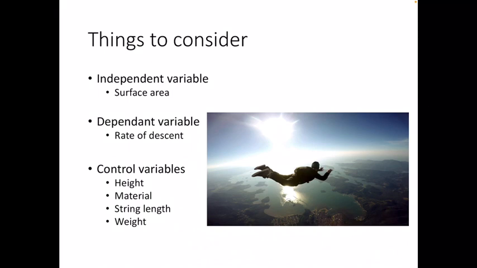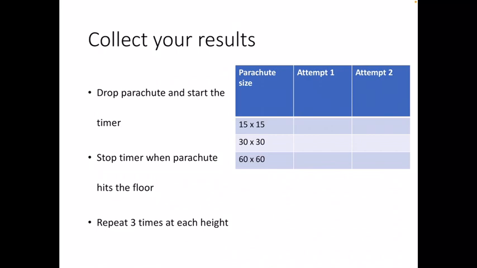This is on my list of control variables. I must be really careful. So when you're conducting it, you're going to want to collect some of your results. Now I've got a simple table here, and I've got my 3 different parachute sizes, and what I'm going to do is drop the parachute, start the timer, and then stop the timer when it hits the floor.